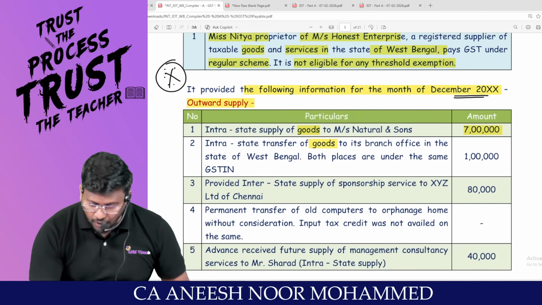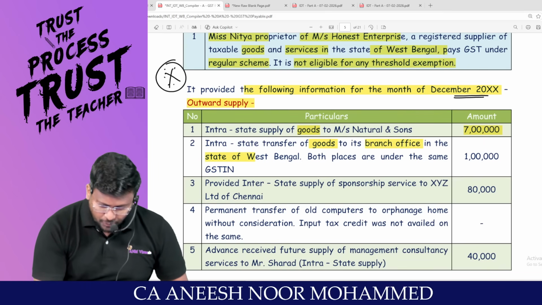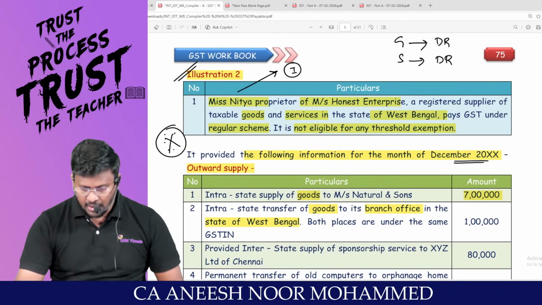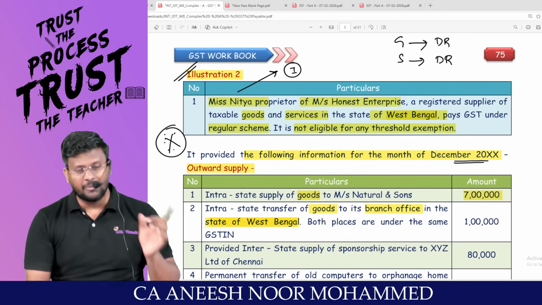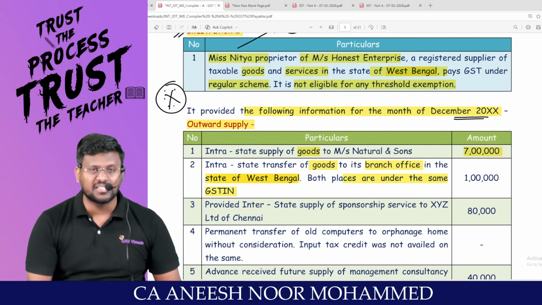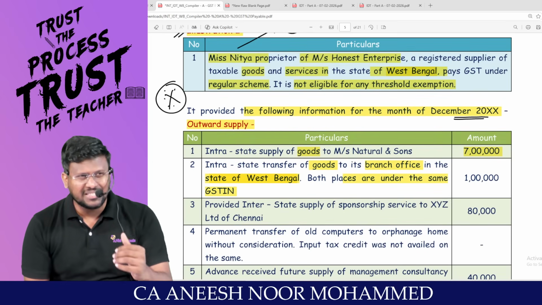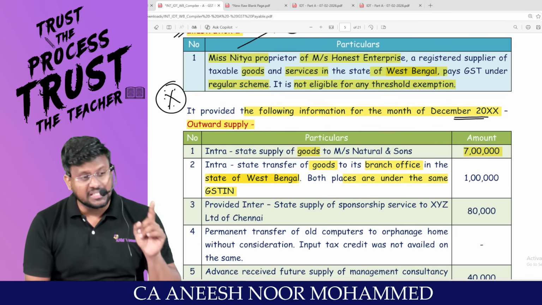Intra-state transfer of goods to its branch office in the state of West Bengal itself. That means the head office is situated in West Bengal. Even the branch is also situated in West Bengal. Both places are under the same GSTIN. Then it is just an additional place of business only. It is not a distinct person.